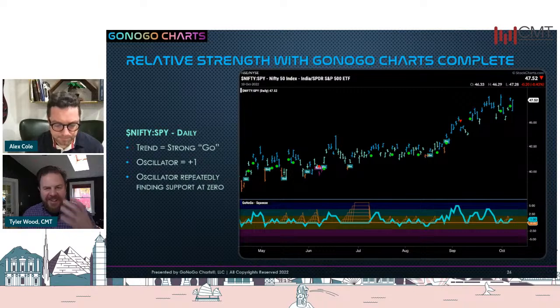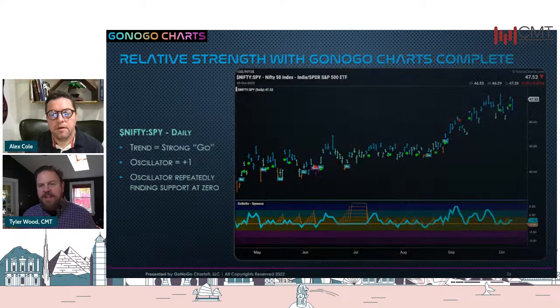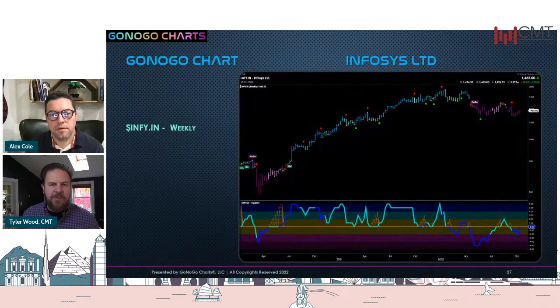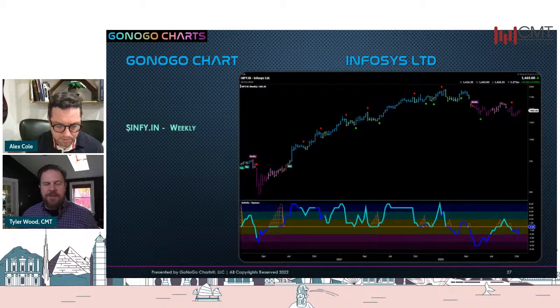So that's the concept that we're talking about, is asset allocation, moving to what's working. As they say, you've got to fish where the fish are. All right, let's go through a few more. Yep. Infosys. Alex, walk us through this.